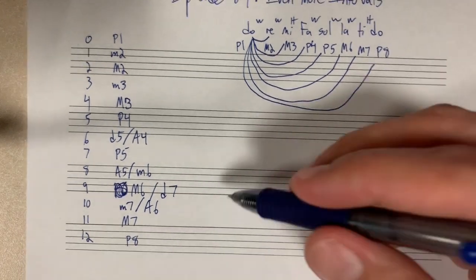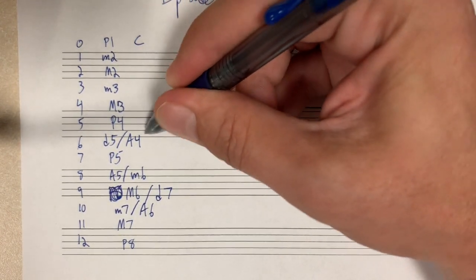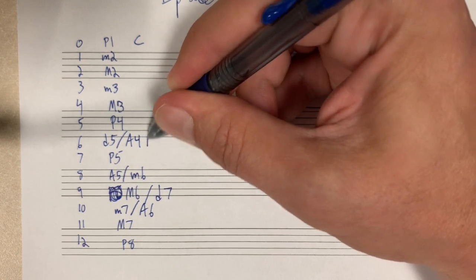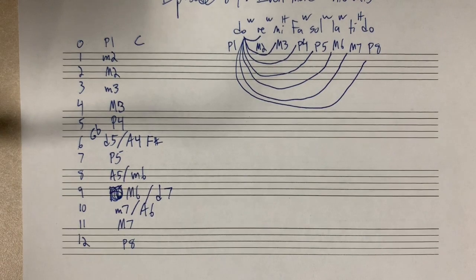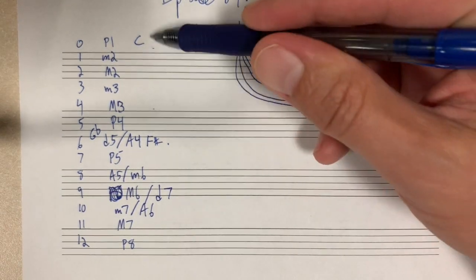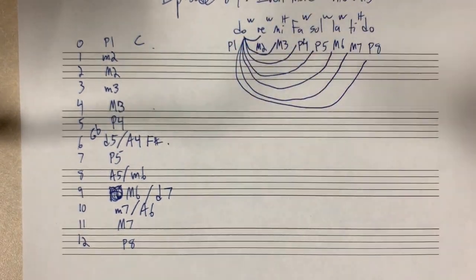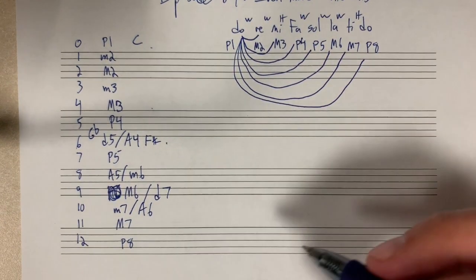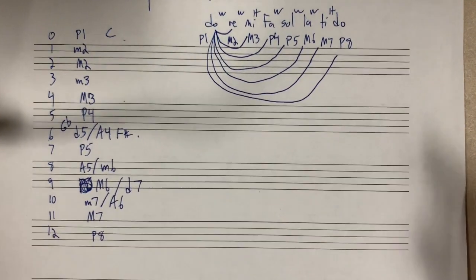And the difference between these is how you spell them, right? If we're in the key of C, then an augmented fourth would be the F sharp, but a diminished fifth would be G flat, because C, D, E, F, that's 4. C, D, E, F, G, that's 5, right? So I'll review, but if this sounds unfamiliar to you, go rewatch the last couple episodes.